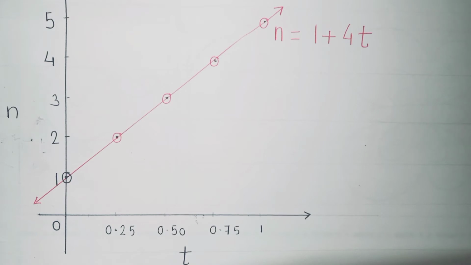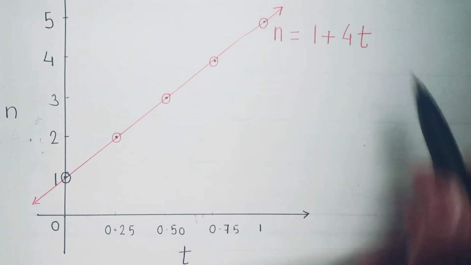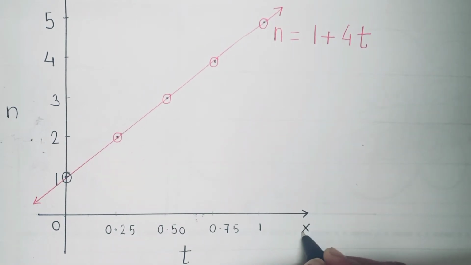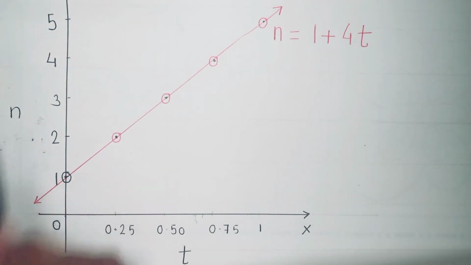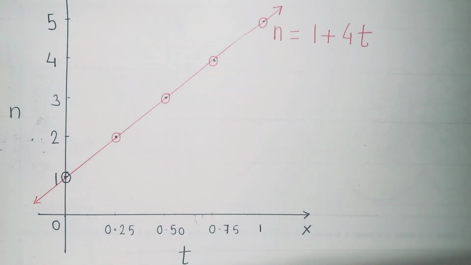Draw the graph for linear interpolation n is equal to 1 plus 4t. So here on the x-axis we indicate the values for t, and on the y-axis we indicate the values for the n parameter. Locate the points and draw a line.